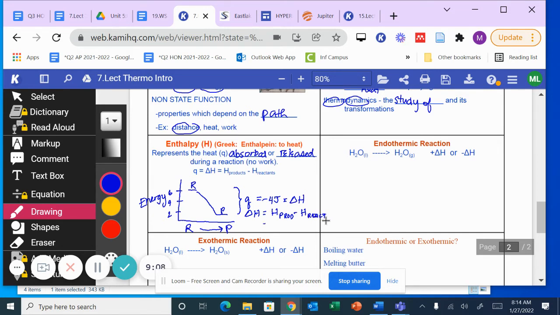What is that? What's the enthalpy of the product? 2 joules. What's the reactant? 6 joules. What's the change in enthalpy? Negative 4 joules. So you just have to pay attention to that. Don't be confused. The change in energy is the same as the change in enthalpy, and it's the same as Q because there's no work done. So they're all interchangeable in this case. Any questions so far?